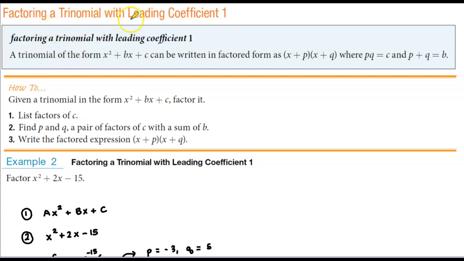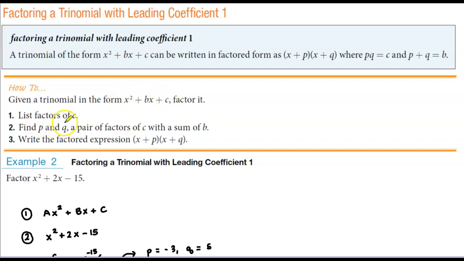Factoring a trinomial with leading coefficient 1. A trinomial of the form x squared plus bx plus c can be written in the factored form as x plus p times x plus q, where p times q is equal to c and p plus q is equal to b. Now, if we're given a trinomial with a leading coefficient of 1 and only 1, we can factor it by the following.